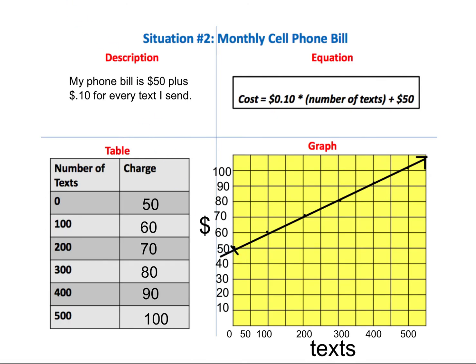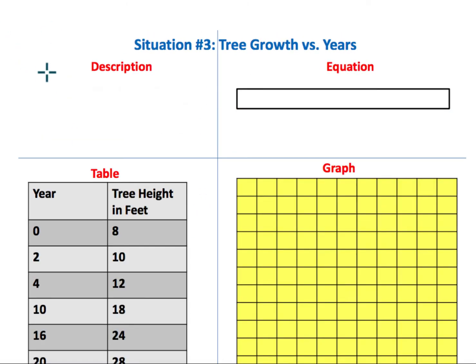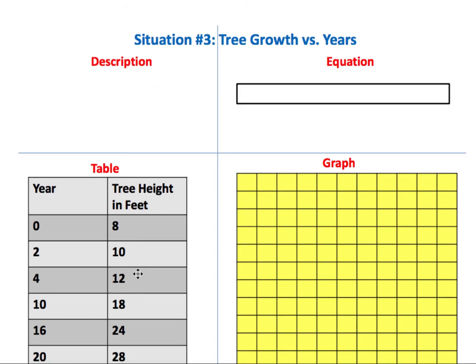You need to try to complete each part of them. Situation number 3 is a little bit more complicated. It gives you the table. You still have to fill out each part. This is a little harder because you're looking at from 0 to 8, from 2 to 10. It appears I go up by 8.